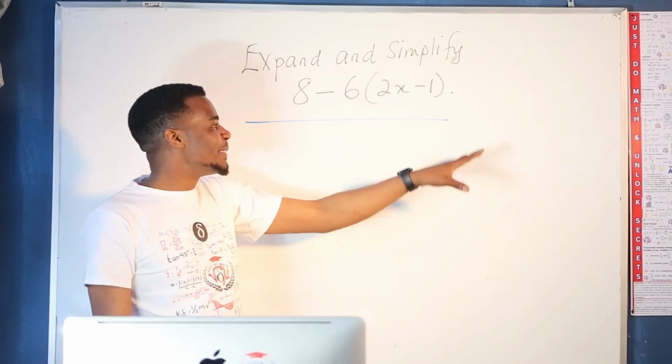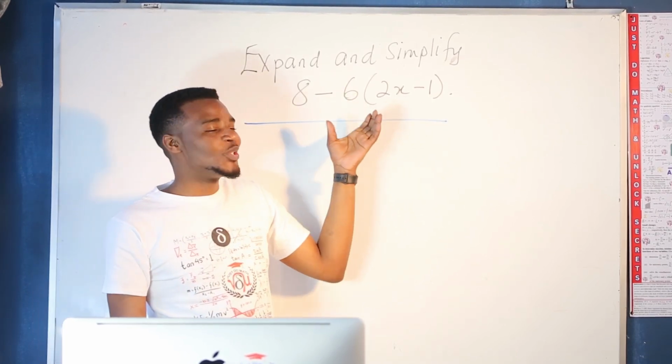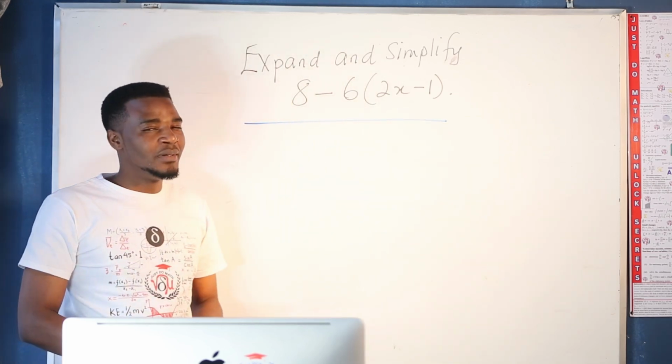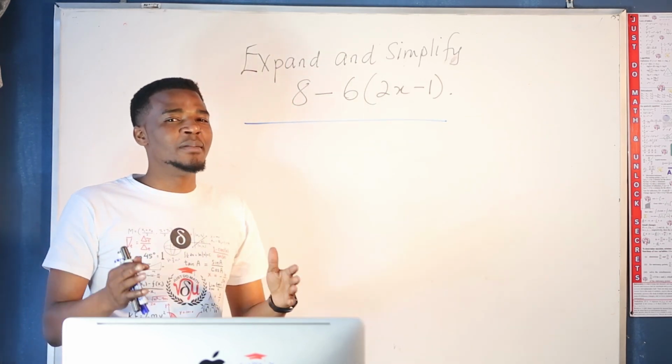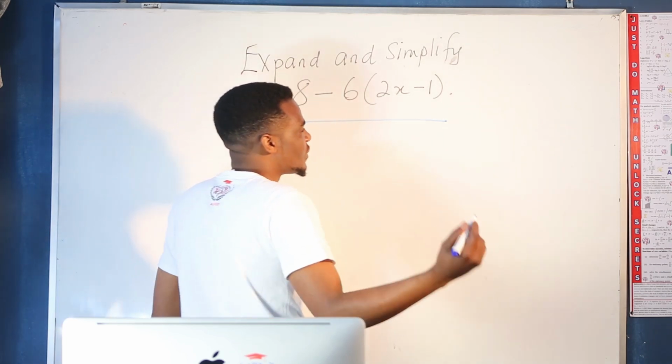Expand and simplify 8 minus 6(2x minus 1). This problem looks so simple, but I've seen a lot of students making a serious mistake. Here is the mistake that most students normally make.